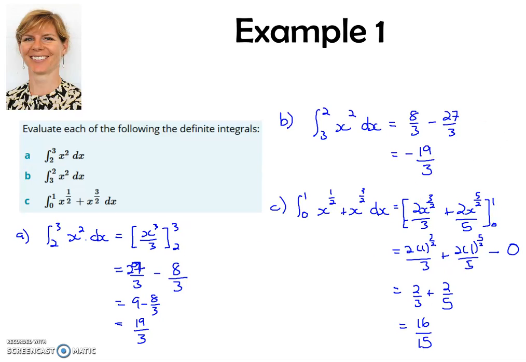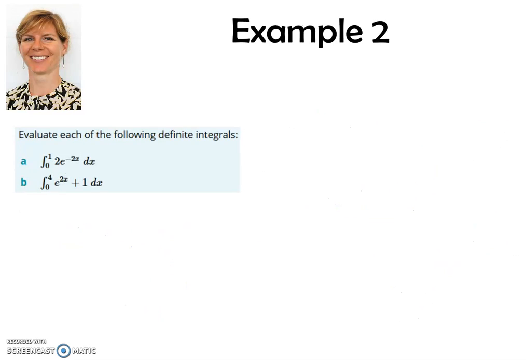Okay, let's move on to the next example. So this one, again, same thing, evaluating each of the following definite integrals, but now we're dealing with some Euler's number in there. We do like these, we've got zeros in here, this is going to make life a bit easier. Okay, so from 0 to 1, 2 e to the negative 2x dx.